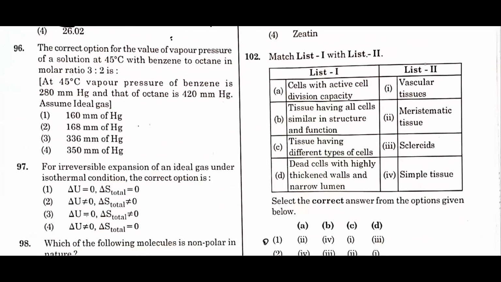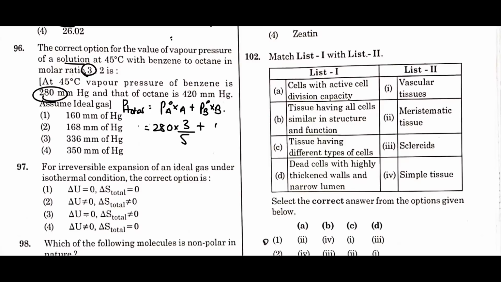Next question is they're asking us the correct option for the value of vapor pressure of a solution. Vapor pressure P total they're asking, formula is P total is equal to PA naught XA plus PB naught XB, and PA naught is given in the question for benzene, that is 280. Mole fraction is number of moles of benzene by total number of moles, that is 3 divided by 3 plus 2 is 5, plus 420 into number of moles is 2 divided by total number of moles is 5. This upon solving we will be getting 336 mm of Hg.